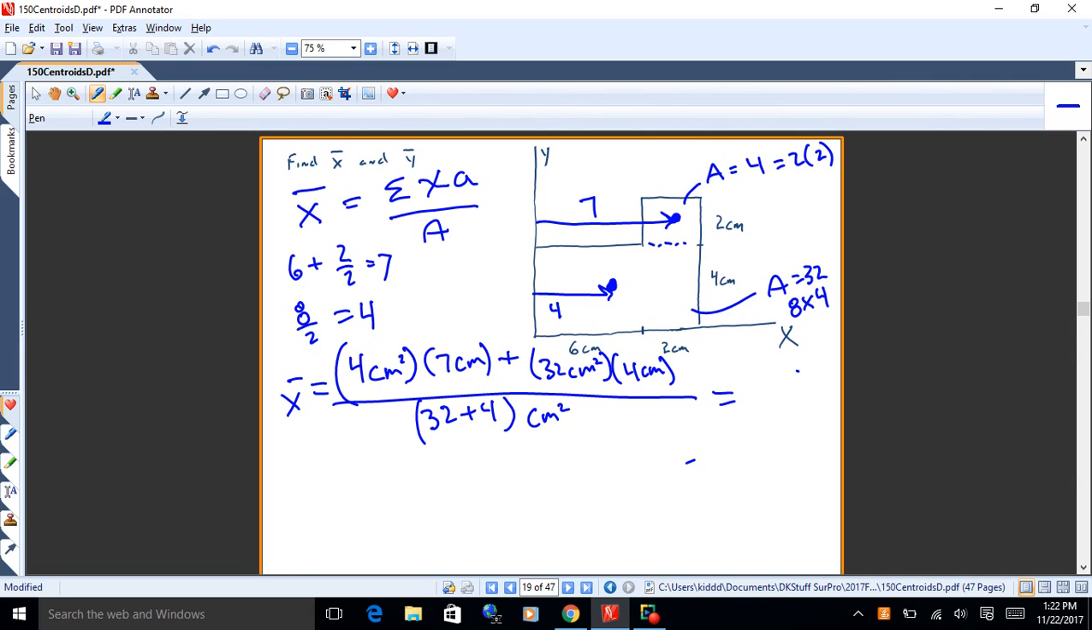All right, so what do we got there? 28 and 128? Is that 156? Let's enter. Clear on this. So 28 and 128, 156. Divide by 36. 4.33, is that about right?